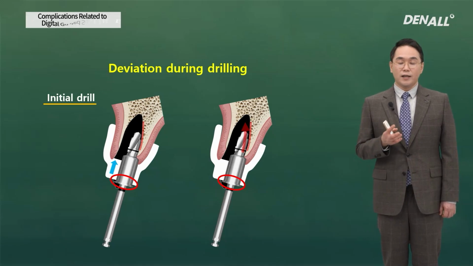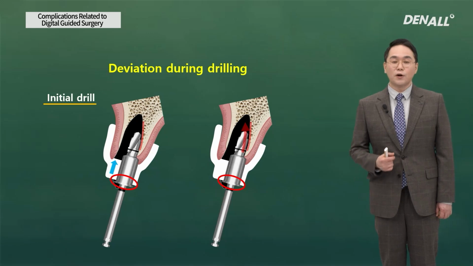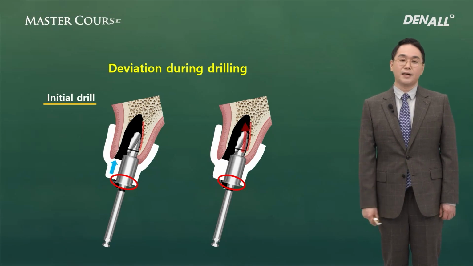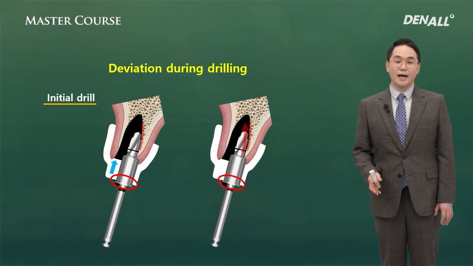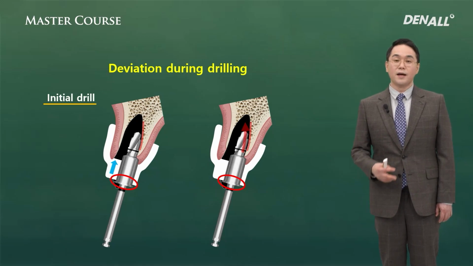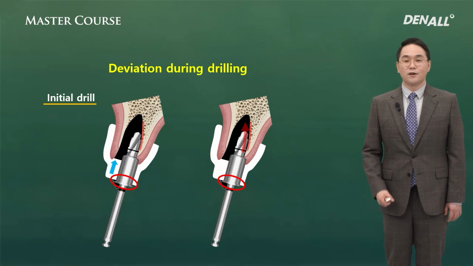As you all know, in a twisted drill, there's no cutting blade on the side. Then no cutting will be made. Palatal and lingual wall are very hard, therefore the drill can slip. In extreme cases, the guide can be tilted. If the guide is fixated using anchor pins, it can fracture as well.